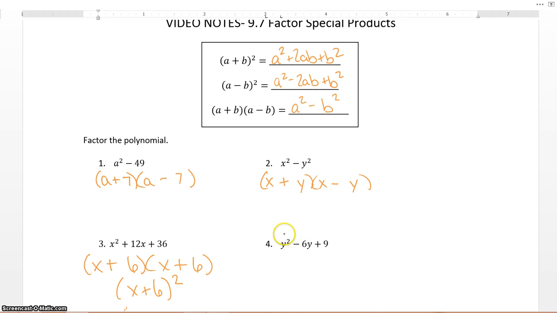So again, on number 4, perfect square in the first term, perfect square in the last term. Square root of y squared is y, square root of 9 is 3. So that would be 3y. Is this middle term that doubled? Yes, it is. So you've got one of the special product cases. Put a y in the beginning of each, a 3 in the back. And then in order for these to add together to give you negative 6y, they're both going to be negative. And again, you could write your answer as the quantity of y minus 3 squared.